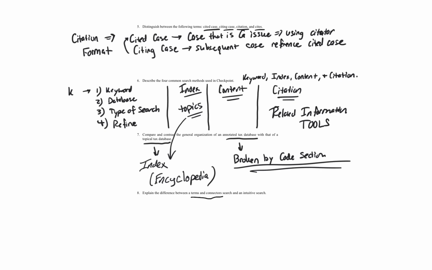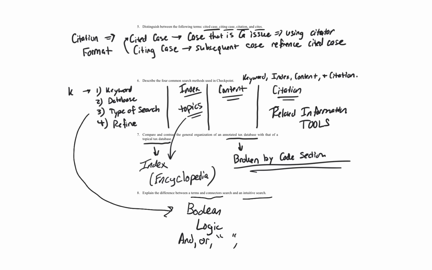Okay, we talked about this when we talked about the keyword search, the type of search. So a terms and connector search is a Boolean logic approach, which is an algebraic approach where it uses the terms and, or. If you put those in there, it makes differences. It uses quotation marks. It uses a star or asterisk. It uses an exclamation point to do certain things.